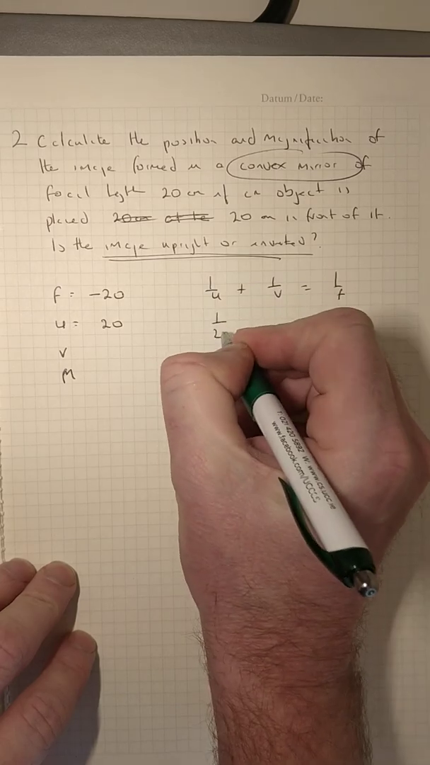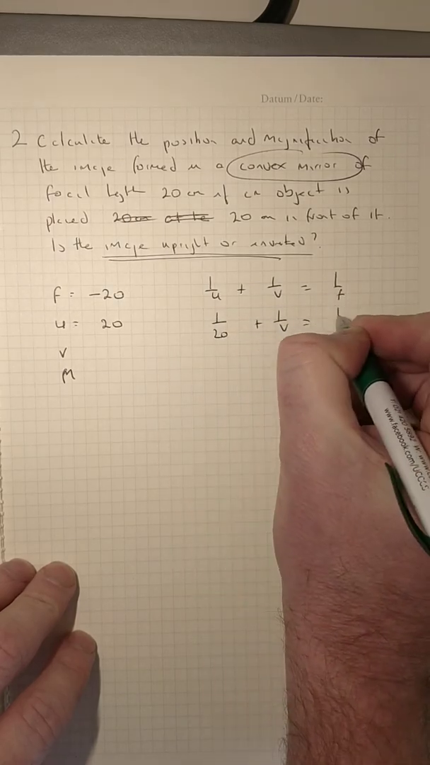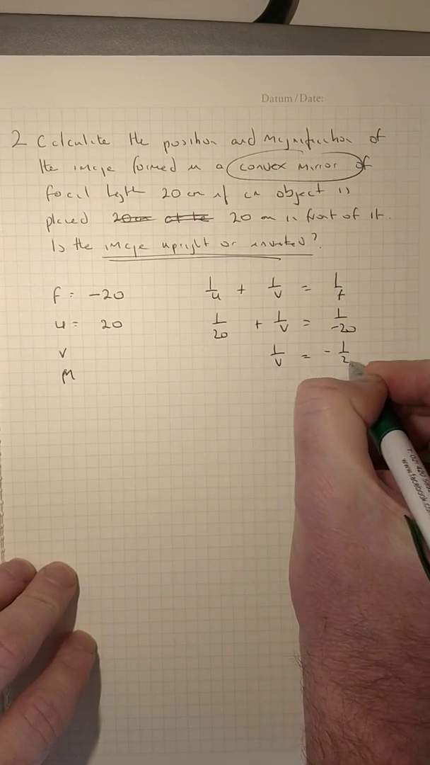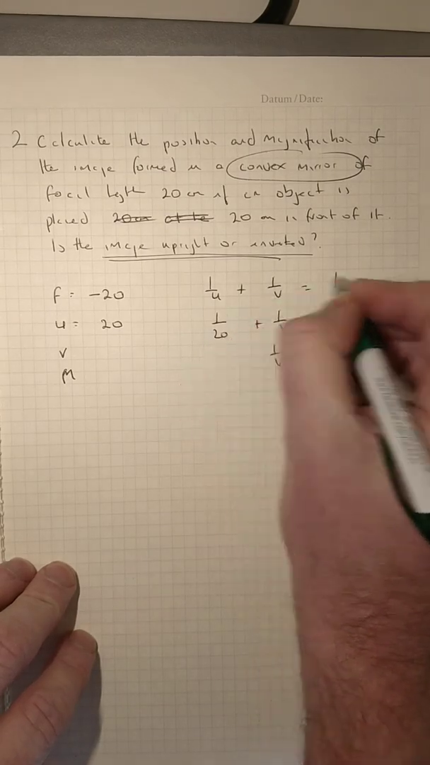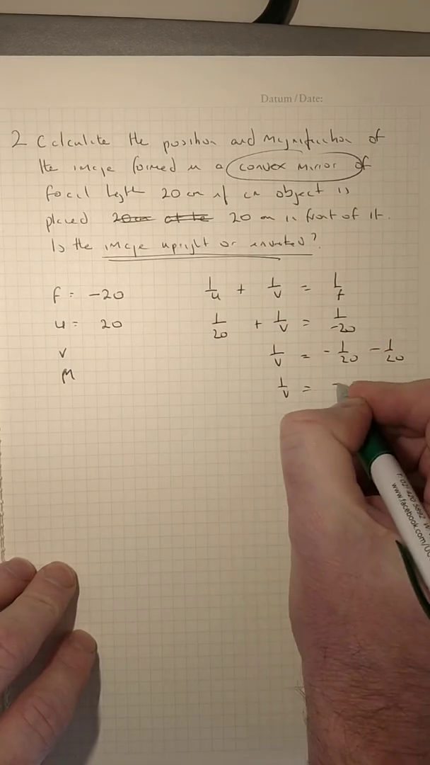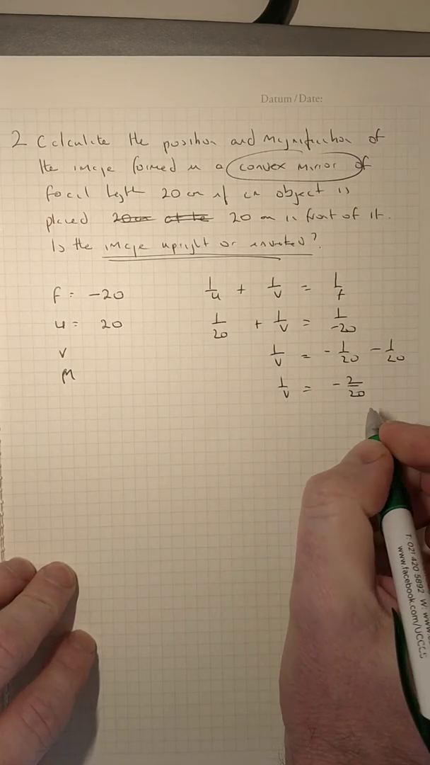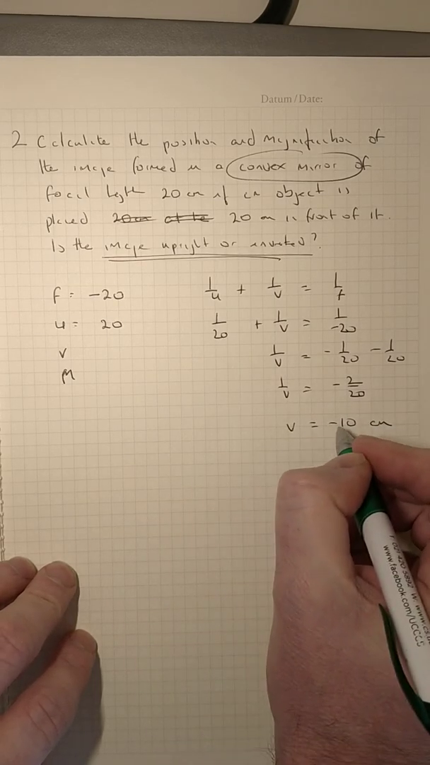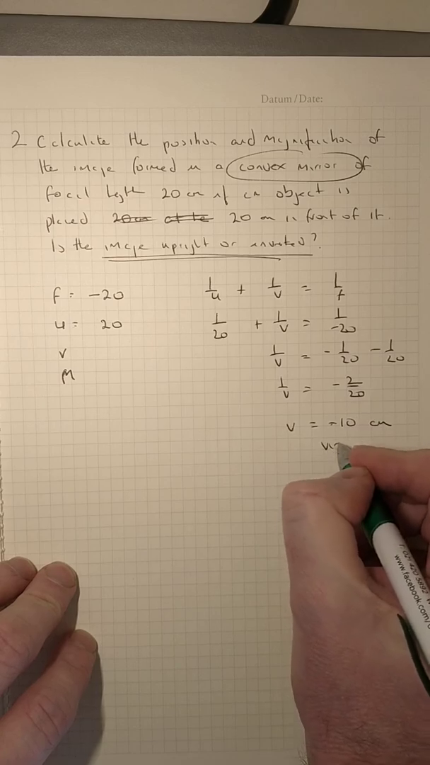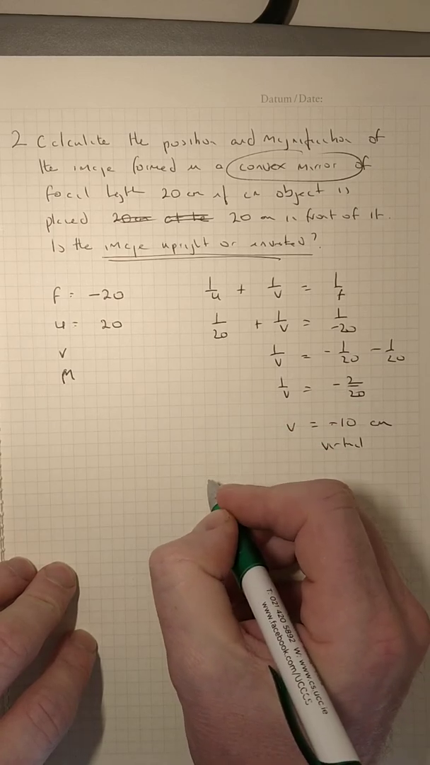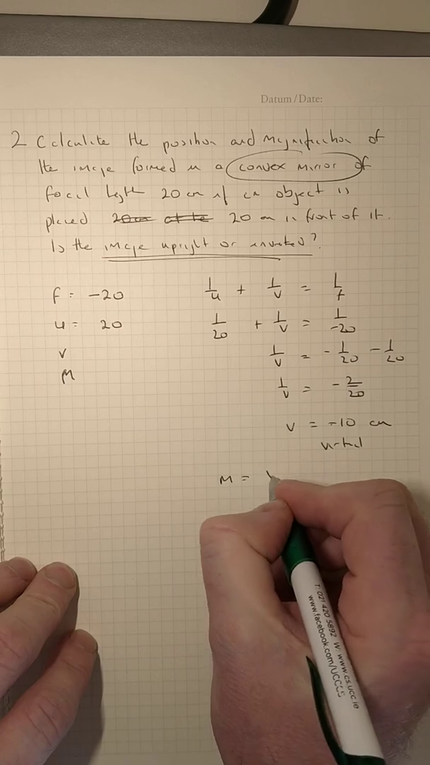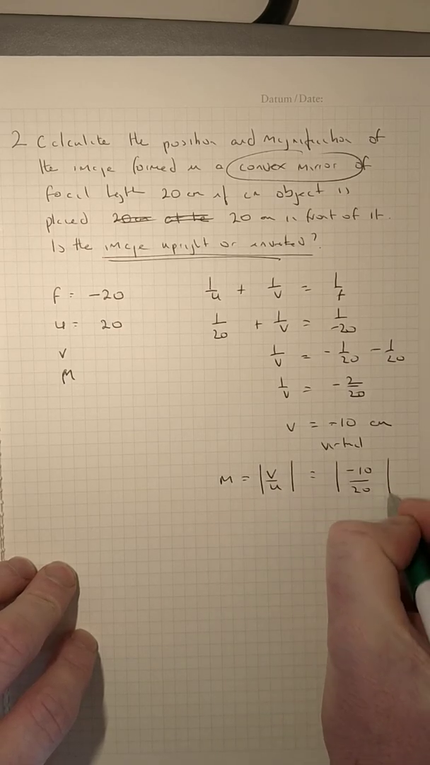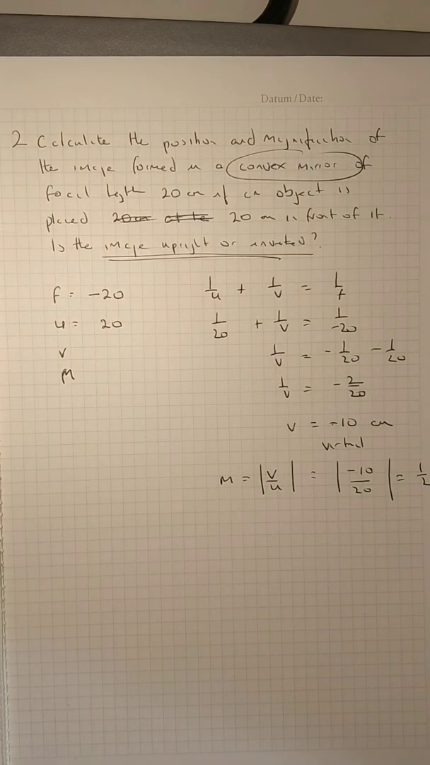So 1 over V equals 1 over minus 20 minus 1 over 20. Bring this guy across. 1 over V is minus 2 over 20. Don't say minus 1 over 40. Okay, so V is minus 10 centimeters. Minus indicates virtual. It also indicates one of the things we'll see in a sec. Magnification, V over U. So it's minus 10 over 20. So it's a half.